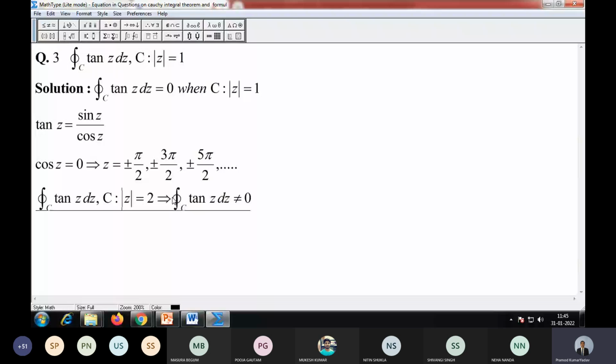So be careful, please. First, you need to check whether the function is analytic. First, you need to draw the curve. Then you need to check at which points the function is not analytic. And then you must confirm that those points are not lying inside C. If lying inside C, then we can't use Cauchy integral theorem. If not lying inside C, then we can use the Cauchy integral theorem and the result will come 0. Is it okay? So this is the concept of Cauchy integral theorem. We may go with some more problems.